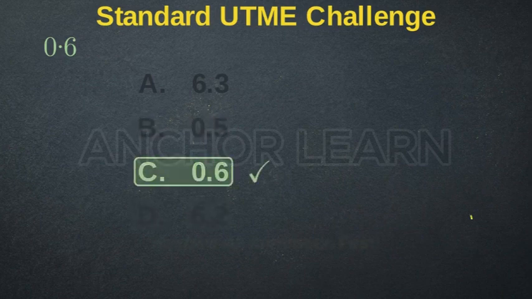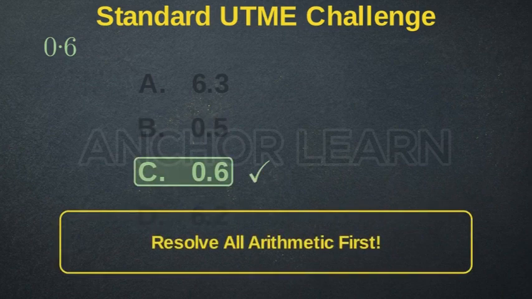These options reinforce a specific priority. You must resolve every arithmetic operation in the expression fully before performing the rounding as your final step. By completing the multiplication first and then applying the decider rule, option C becomes the only logical result.